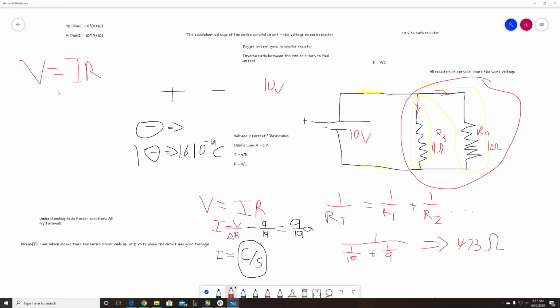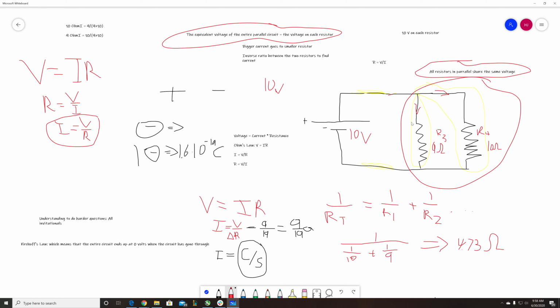V equals IR. So to understand the circuit correctly, R is equal to V over I. That is something to understand, which means you can derive the current as I is equal to V over R. This is a key concept I want you to understand. These three things are interconnected, and you need to understand this.